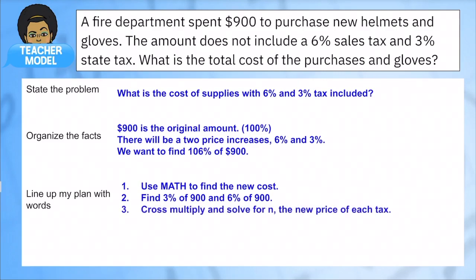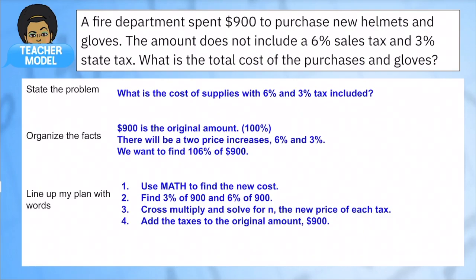And once we find those two parts by cross multiplying, finding the new price with each tax, we're going to add those to the original amount. So that's what we're going to do to figure out the total cost. And the question that some of us may be asking is, would this be any different than if we added both taxes together?